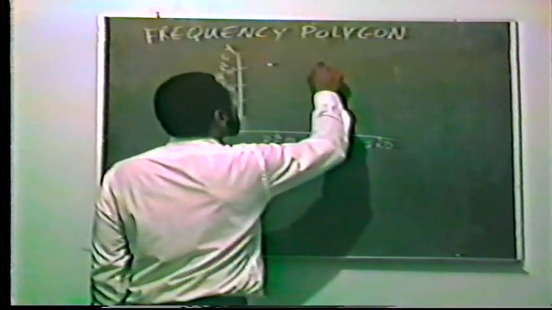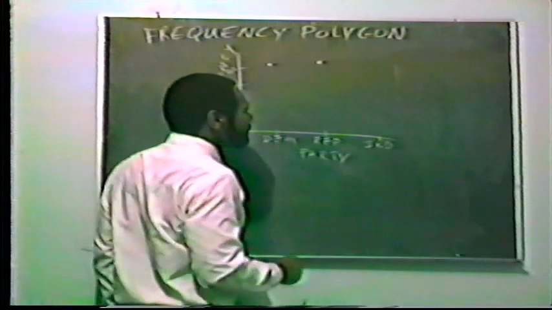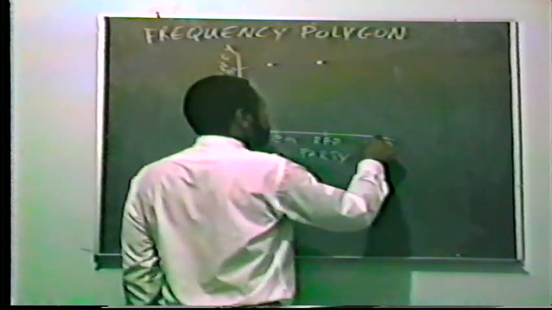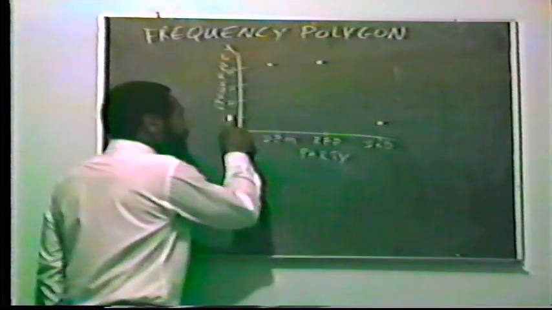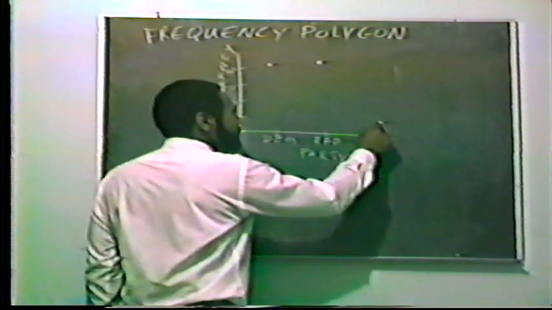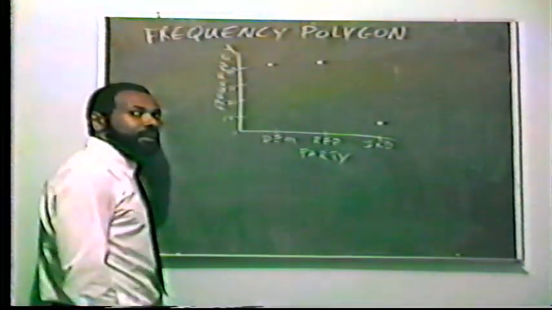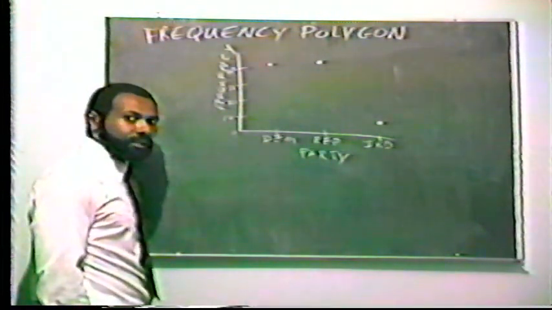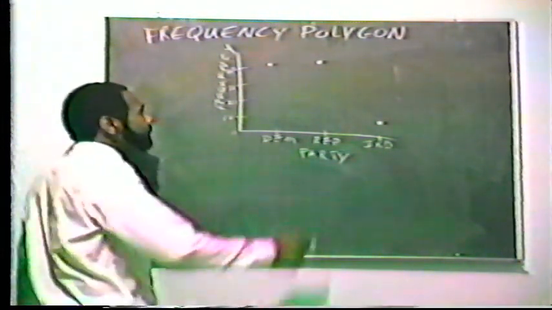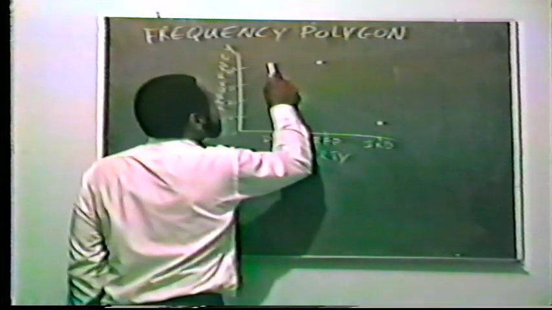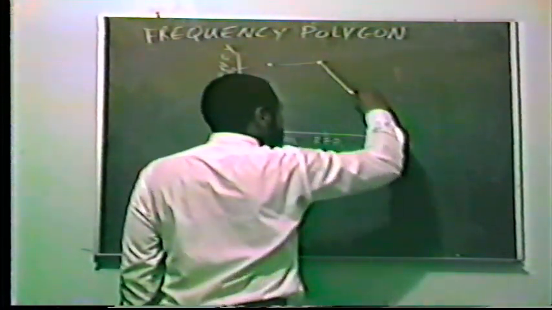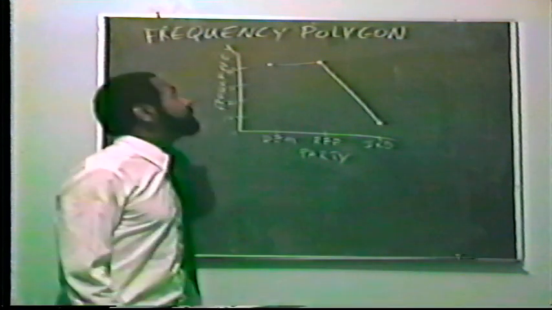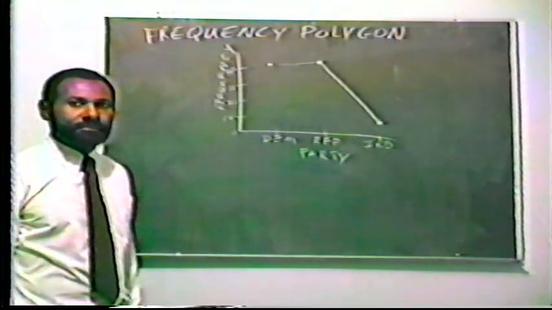For the Republican, there were 40 Republicans. We go up to 40, we put a dot. For the Independents, there were 10. We go up to 10, we put a dot. And then we simply take a ruler or a straight edge and we connect the dots. And there we have a frequency polygon.